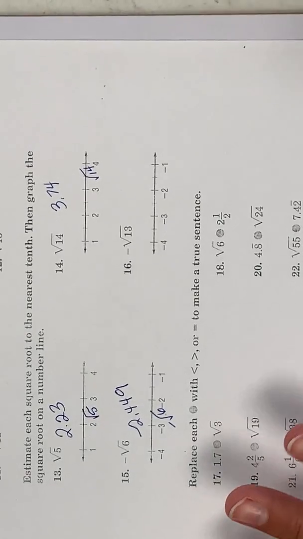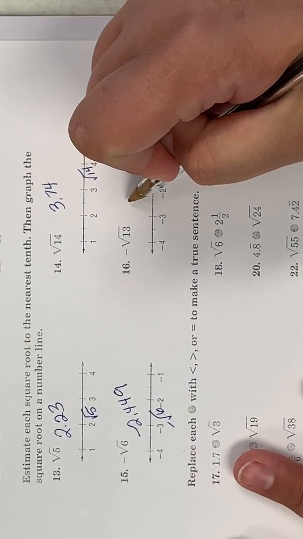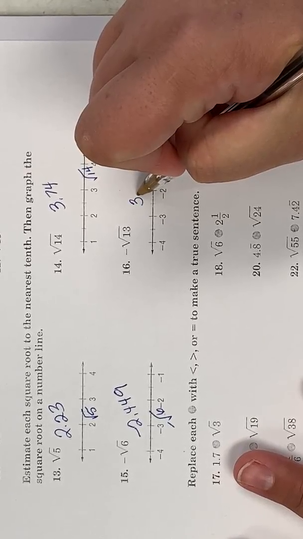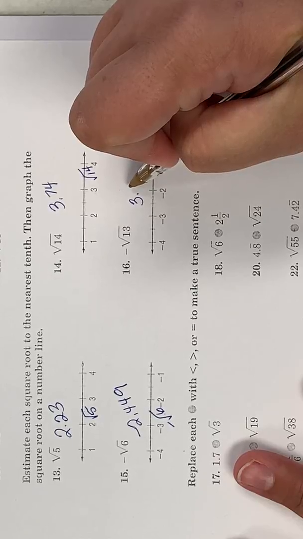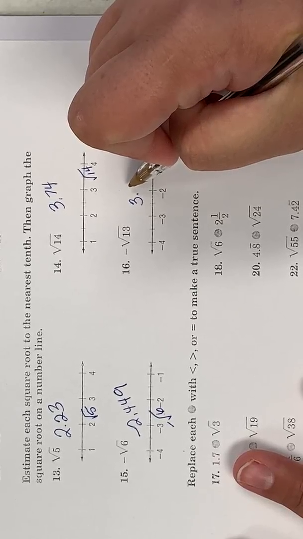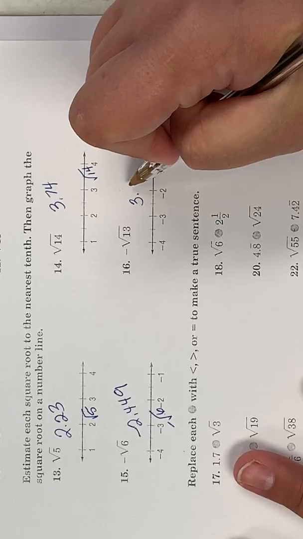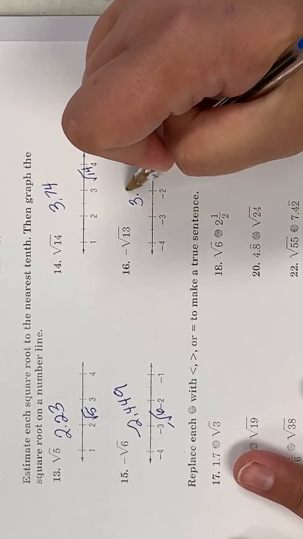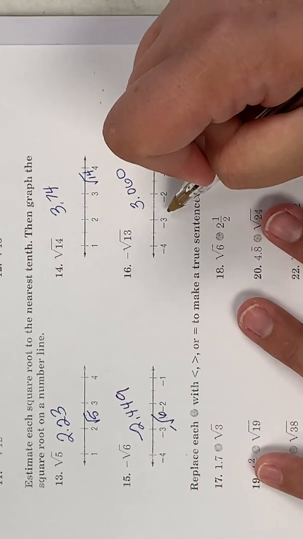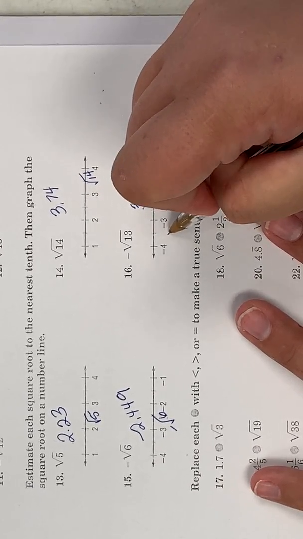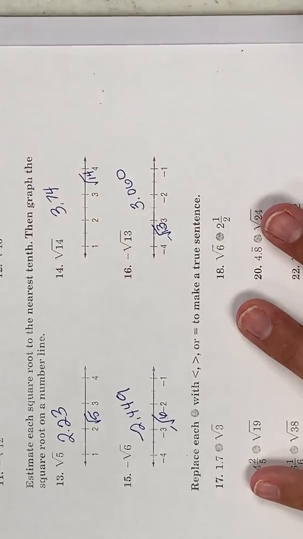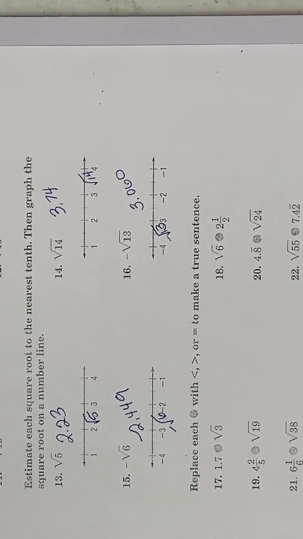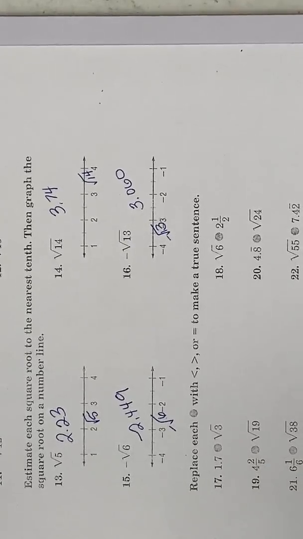And then what about square root of 13? 3.60. All right, so that's going to go a little past the negative 3. So I'm going to place it right here. So by using the calculator, I can compare my radicals and place them relative to whole numbers on a number line.